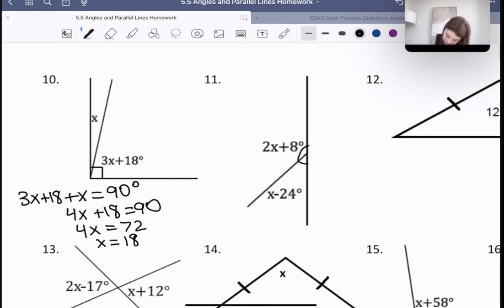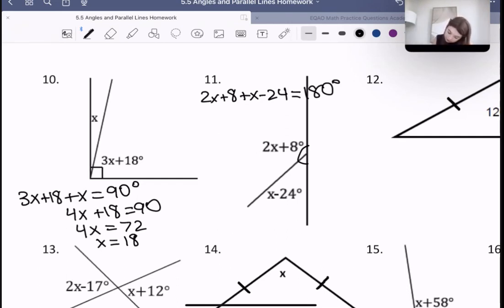Then we have 2x plus 8 and x minus 24. Okay, so let's do it. 2x plus 8 plus x minus 24 must be equal to 180 because this full thing is a straight angle. So let's keep that in mind. The full thing is a straight angle.